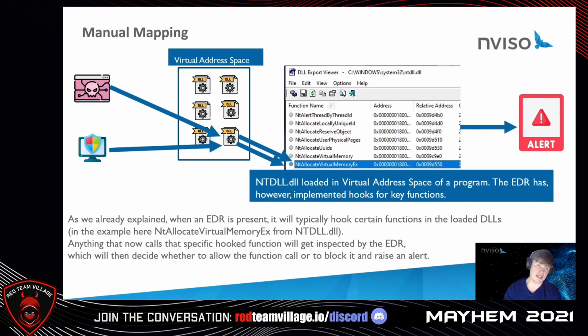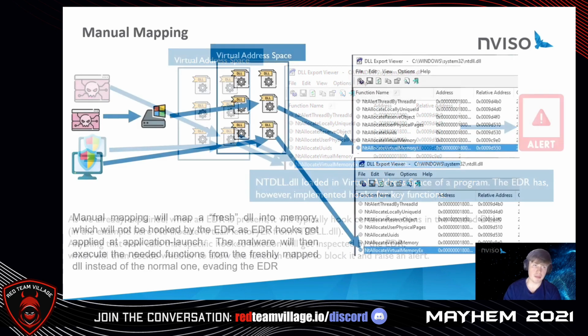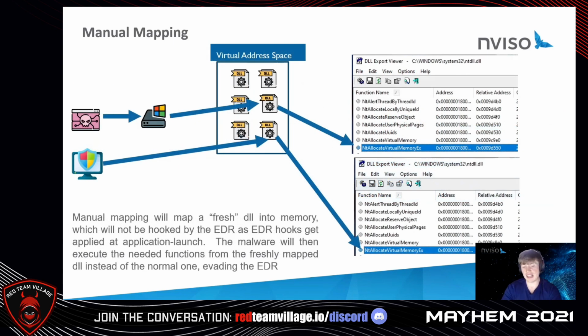Luckily, the creator actually thought about that and created the manual mapping behavior. What that basically does is, EDR vendors tend to do their injection, so their DLL, at runtime. That means when your process spawns, the EDR will inject its DLL into it and place hooks into the address space that is already there. Now, manual mapping actually maps the DLL that you want to use in memory after the process is launched, which means that it is a completely clean copy of a DLL and does not have those EDR hooks in place.